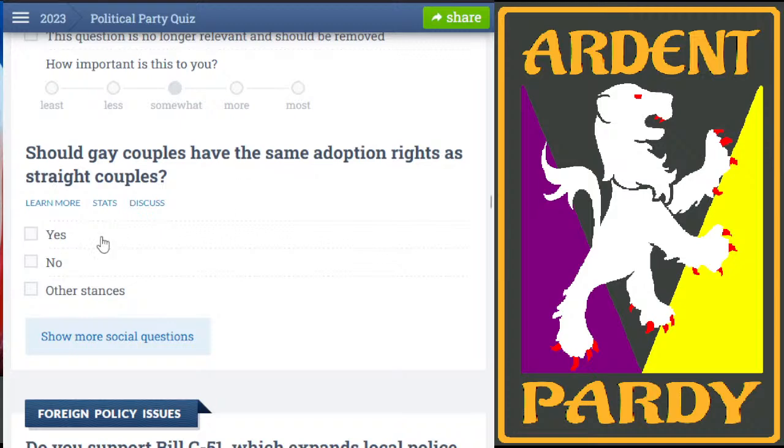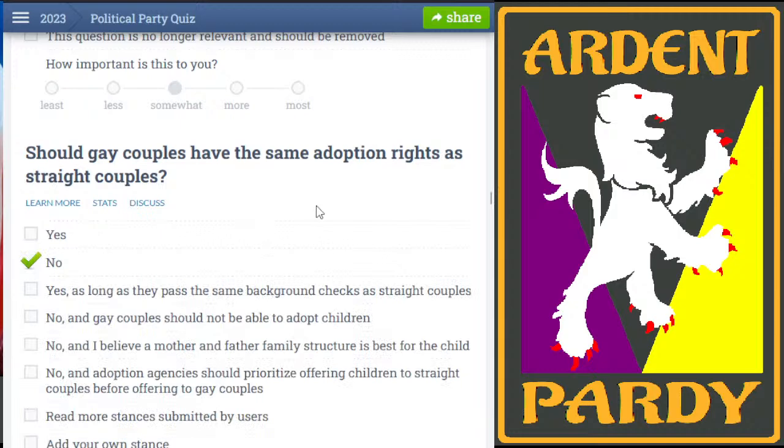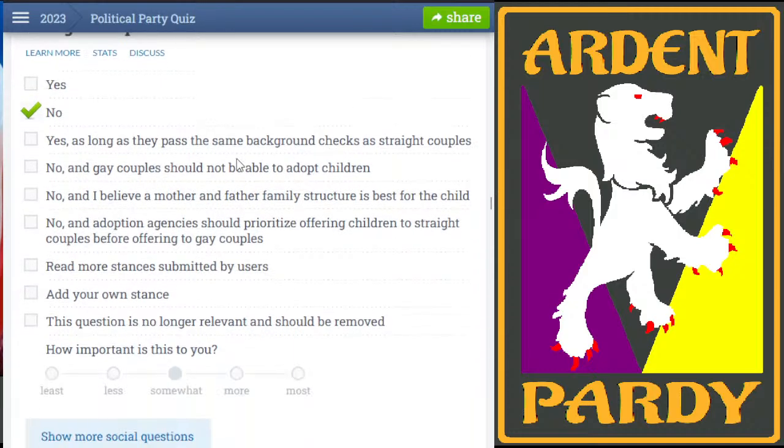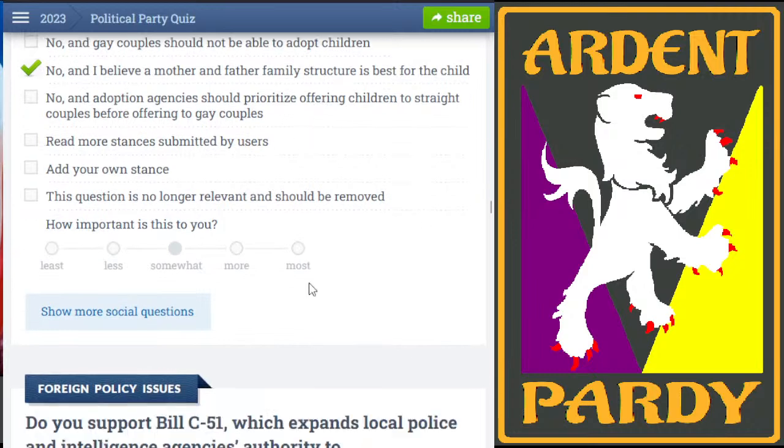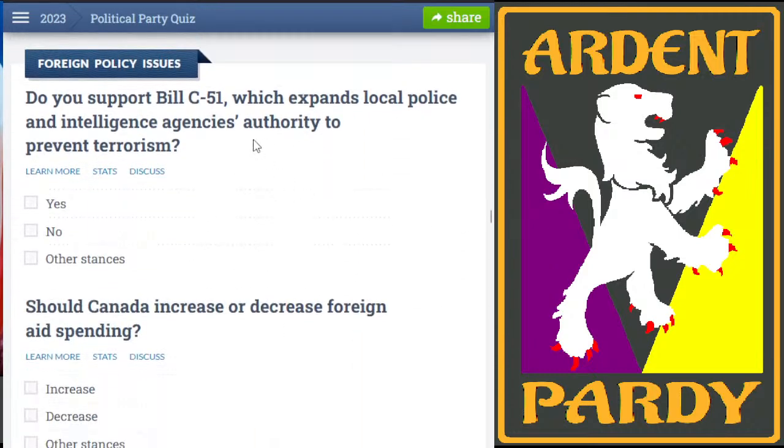Should gay couples have the same... No, they should not have the same rights. Same background checks. Gay couples should not be able to adopt children. I believe mother and father family structure is best for the child. I actually do. No. Okay. Foreign policy. Here we go.